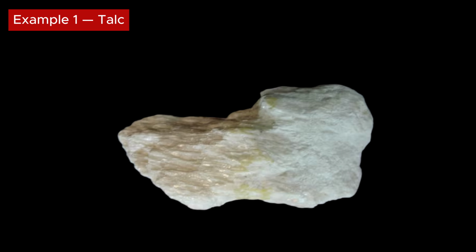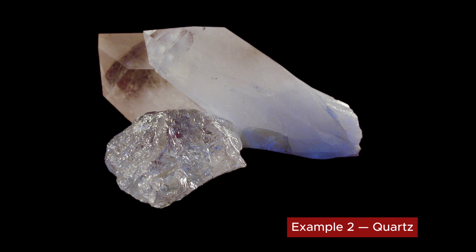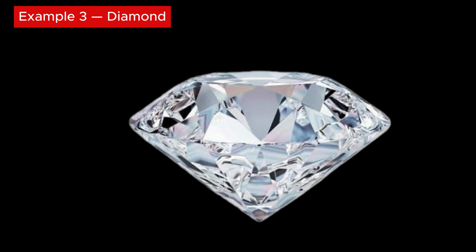Another example is quartz. Quartz has a hardness of 7. It is hard enough to scratch ordinary glass. The other one is diamond. Diamond has a hardness of 10 on the Mohs scale, the hardest mineral on the Mohs scale. But there are important field materials you can use when standard minerals are not available.